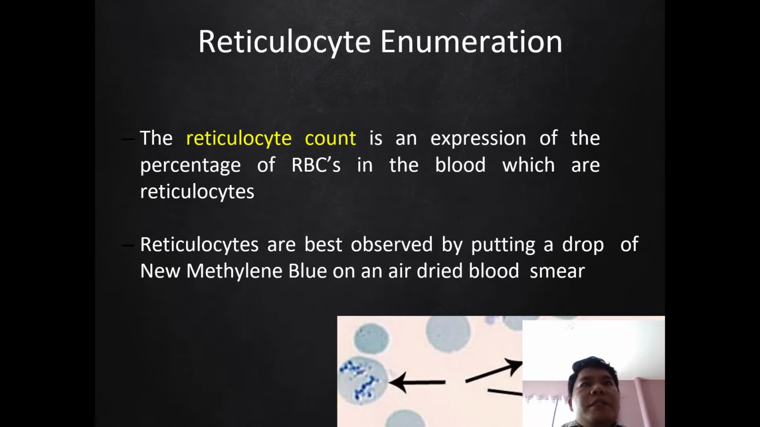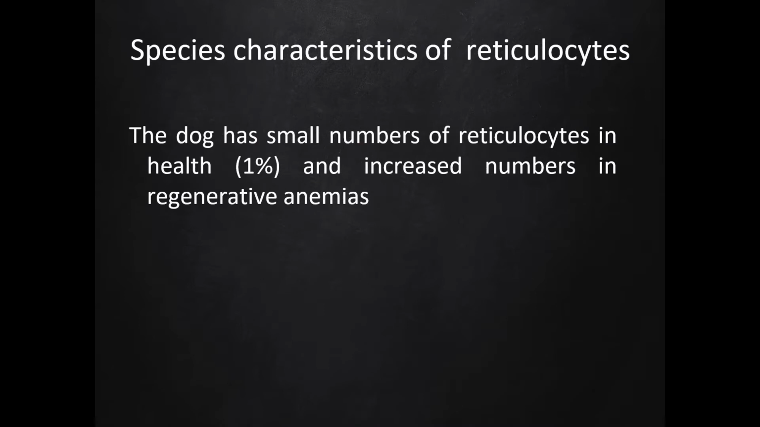So reticulocytes are best observed by staining with a stain like new methylene blue stain, and then you let it air dry, and then you will see the polychromatophilic staining mass or the basophilic tinctorial properties. Now, the species characteristics of reticulocytes.